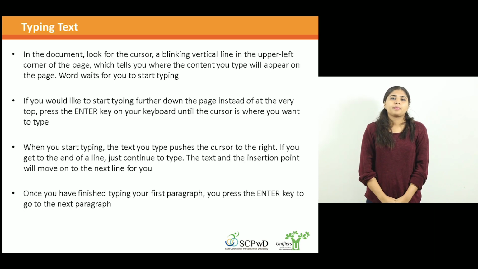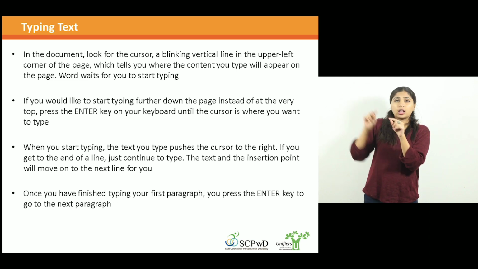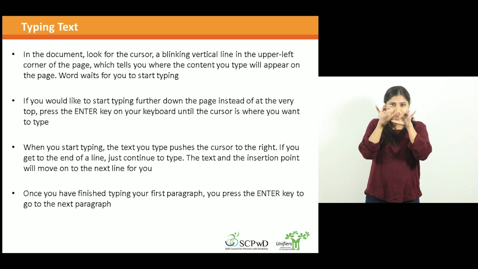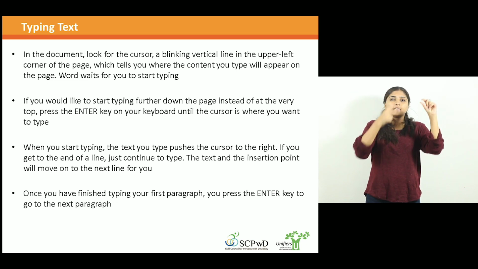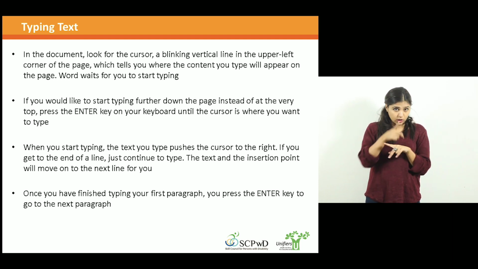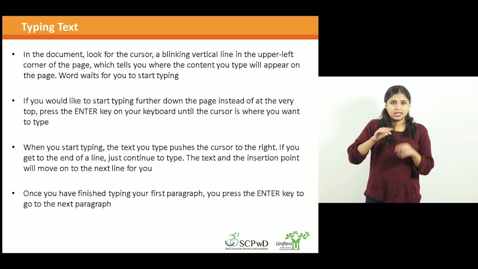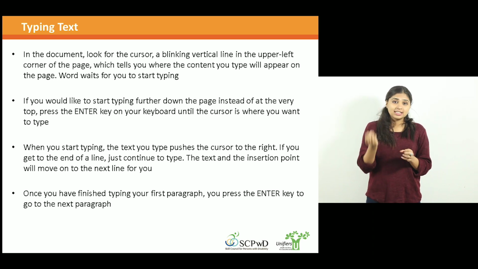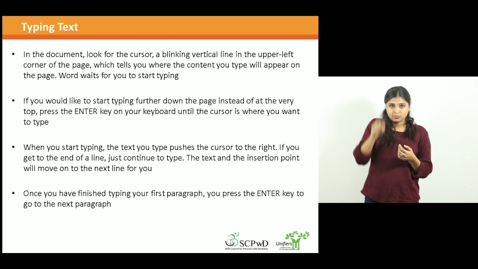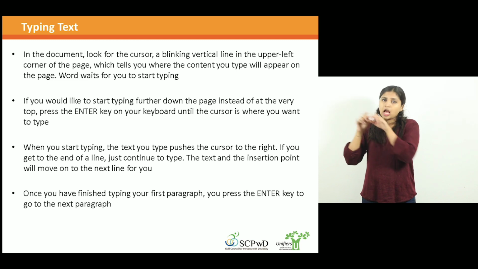Typing text. In the document, look for a cursor, a blinking vertical line in the upper left corner of the page, which tells you where the content you type will appear on the page. Word waits for you to start typing. If you would like to start typing further down the page, instead of at the very top, press the Enter key on your keyboard until the cursor is where you want to type. When you start typing, the text you type pushes the cursor to the right. If you get to the end of the line, just continue to type. The text and the insertion point will move on to the next line for you.